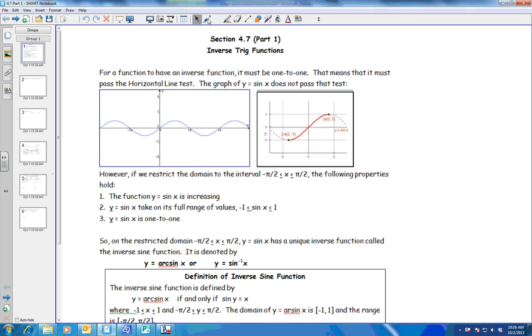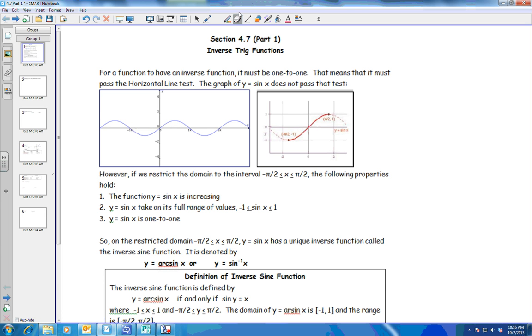Okay, the first thing, for a function to have an inverse, it must be 1-to-1. So that means that it must pass the horizontal line test. So I have the graph of y equals sine x here, going from negative 3 pi to 3 pi. And if I draw a horizontal line right here, I pass more than one point at a time. For it to be a 1-to-1 function, when I draw a horizontal line, it cannot pass more than one point at a time. So sine x does not pass that rule.